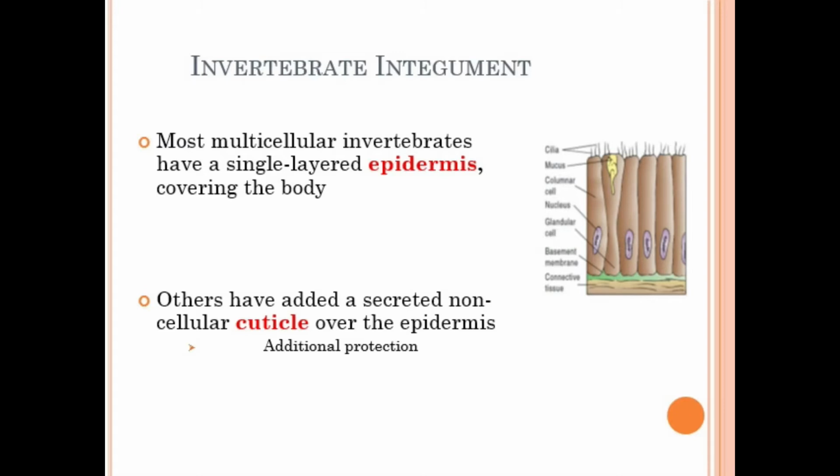And some of the invertebrates have a specially secreted non-cellular cuticle over the epidermis for added protection. You know, the nematodes have a cuticular layering on top of the epidermal cells. Similarly, you see the insects have a very specialized sclerotized covering on their skin. So we will discuss this in the next slides.